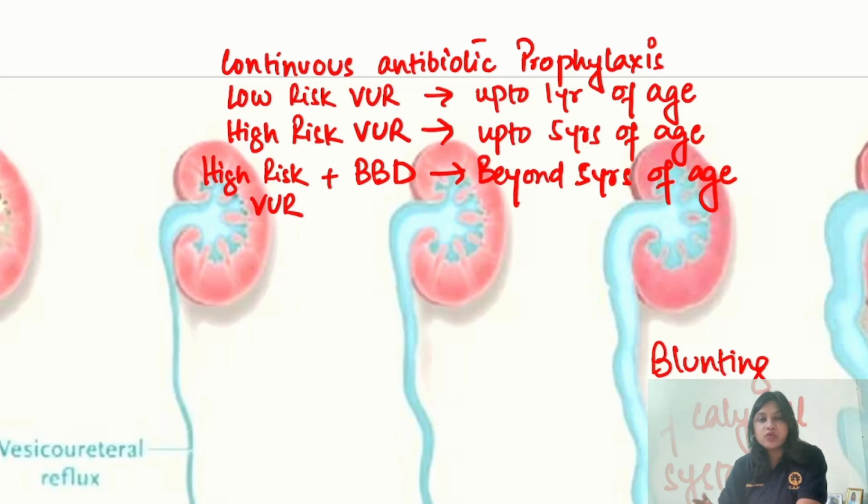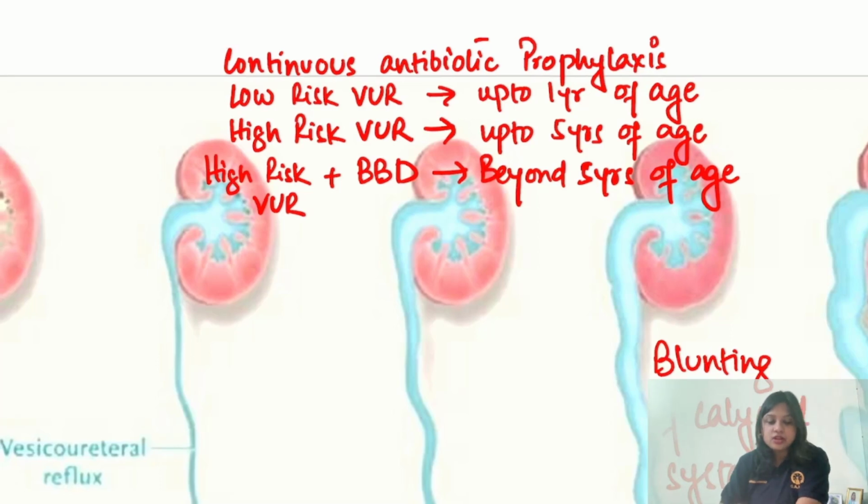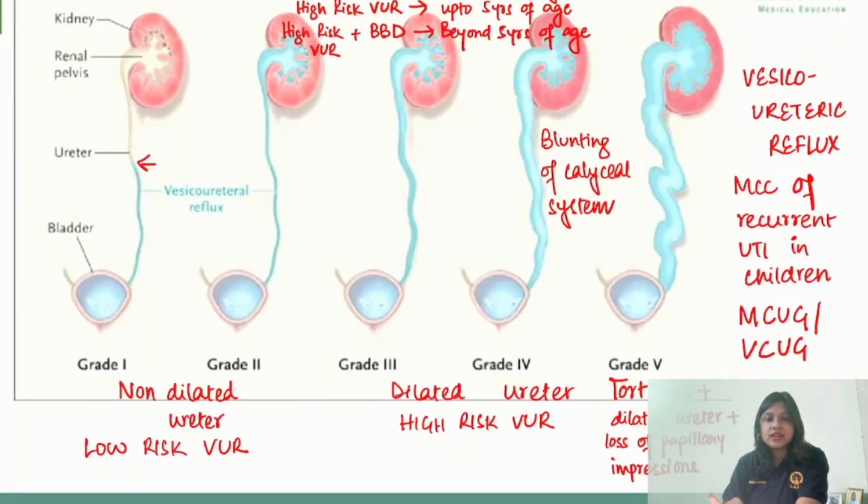What is the highest grade of VUR? That is grade 5, where we need to consider surgery, ureteric reimplantation. The rest, grade 1 and 2, are low risk, where we continue the CAP up to 1 year of age. In the high risk grade 3, 4, we need to give it for up to 5 years of age. And if it is with constipation, bowel bladder dysfunction, we need to give it beyond 5 years of age. So that summarizes the entire thing of vesicoureteric reflux.